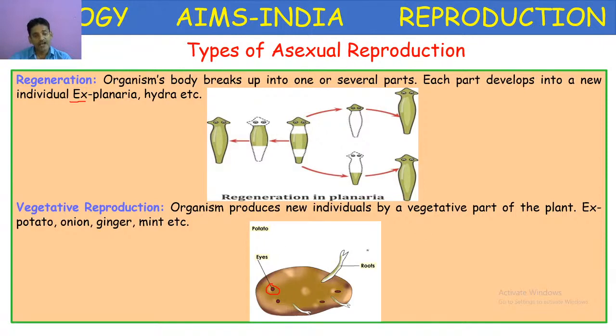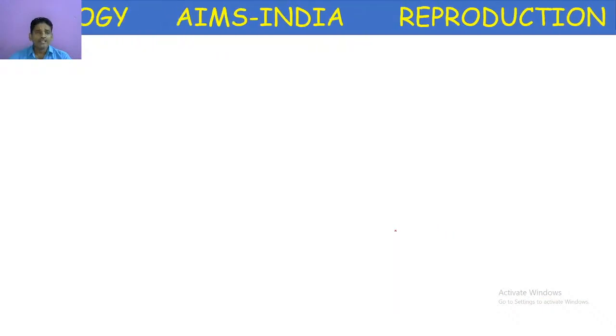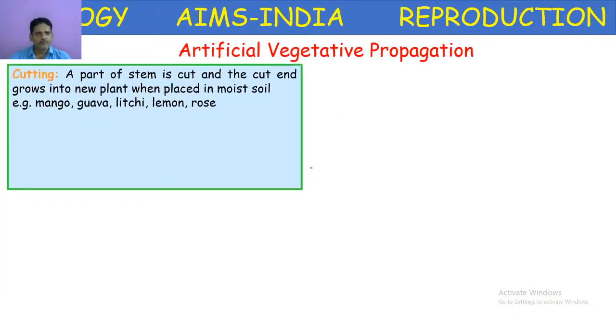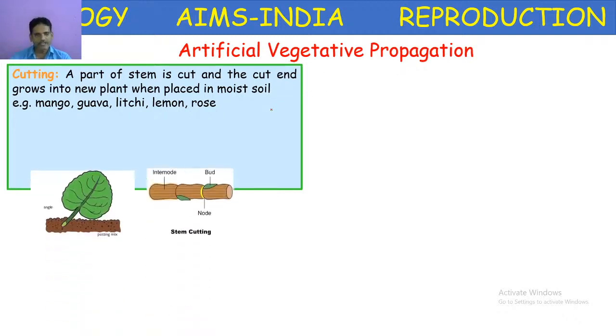Vegetative propagation by eyes. Vegetative propagation has many types. Here we are discussing the concept. So for natural vegetative propagation, one type, by eyes, we have discussed. And other types are runners, stolons, suckers, like that. So many types are there. So here we are discussing the concept. Let us go through the artificial methods of vegetative propagation. They are nothing but man-made methods of vegetative propagation.